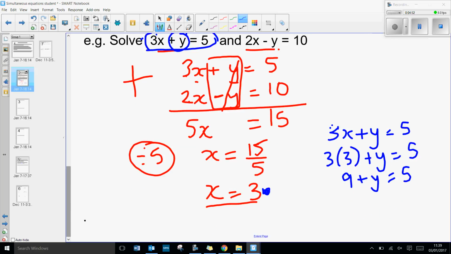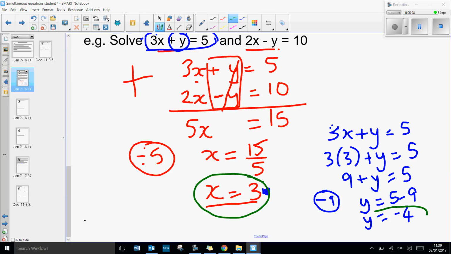Then we subtract 9 from both sides, so y equals 5 take away 9, so y is negative 4. So here we have our final solution: x is 3, y is negative 4.